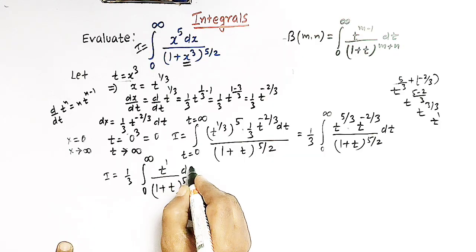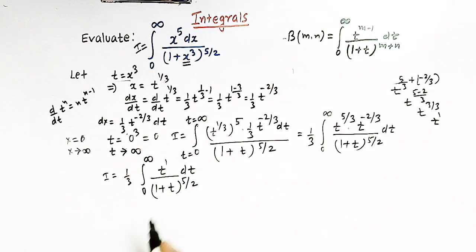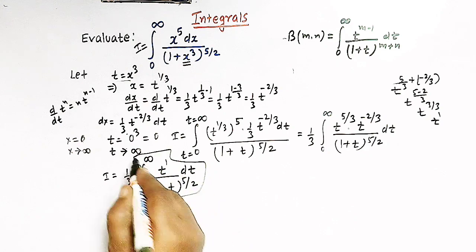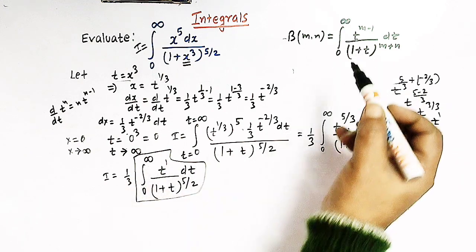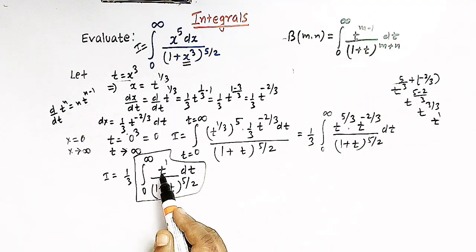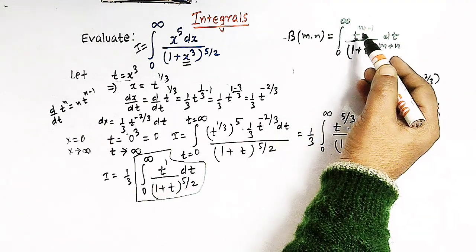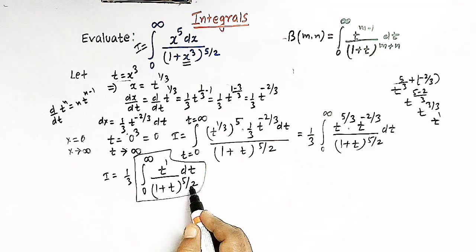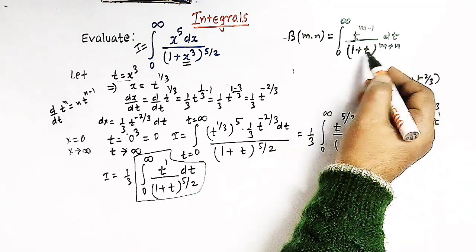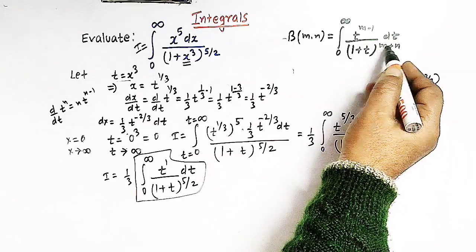Now let us compare this integral with the beta function. Here we have 0 to infinity, and there we have 0 to infinity. Here we have t raised to 1, and there we have t raised to m minus 1. Here we have (1 plus t) raised to 5 by 2, and there we have (1 plus t) raised to m plus n.